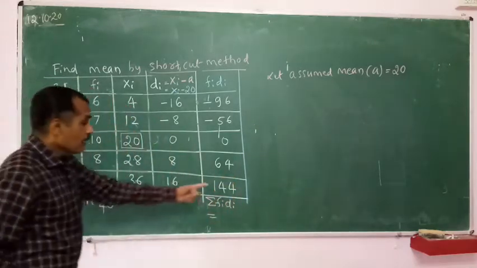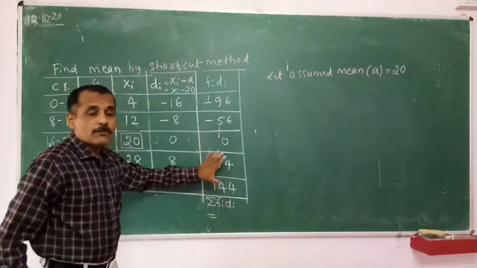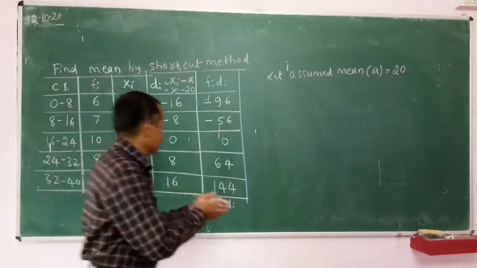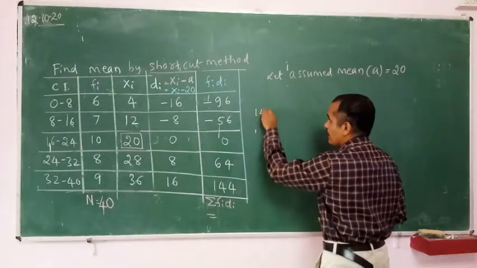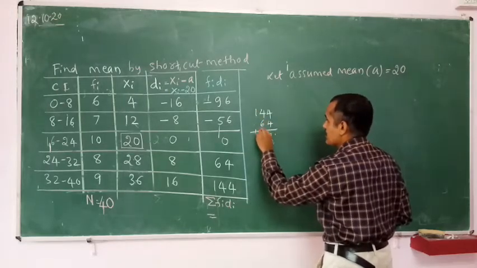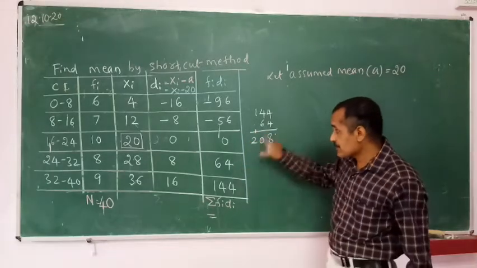My dear children, you can't add directly because some are negative, some are positive. Positive I will add separately, negative I will add separately. I will add like this, okay? 144 and 64 I will add. 4 plus 4, 8. It is 208. This is plus.